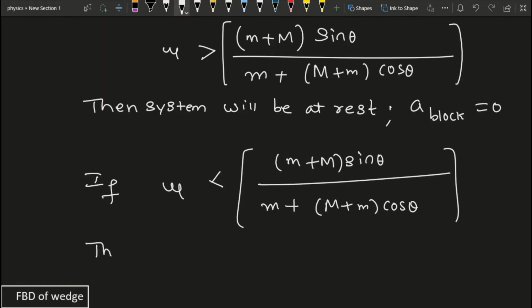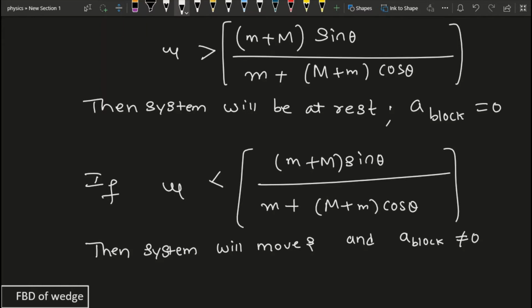Then the system will move and the acceleration of the block is not 0. So now we have to concentrate on this case. We have to obtain the acceleration of the block. How to obtain the acceleration of the block?